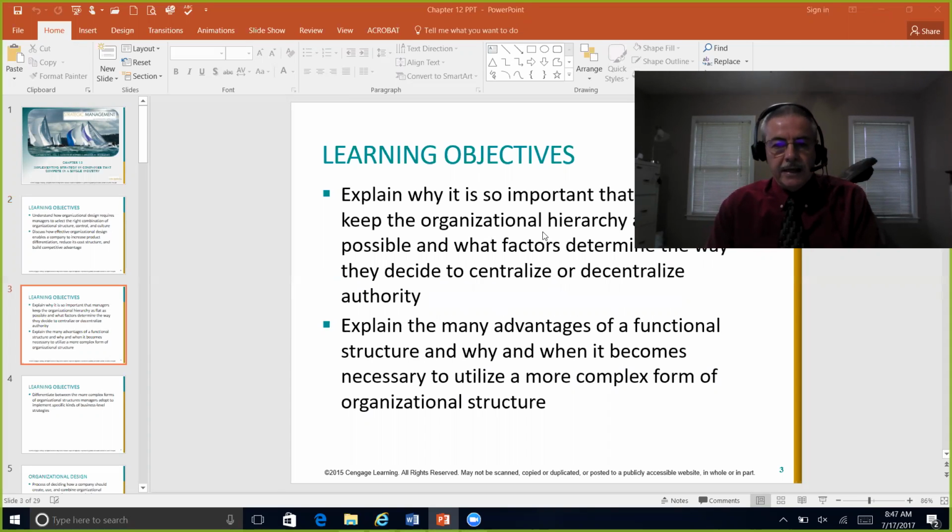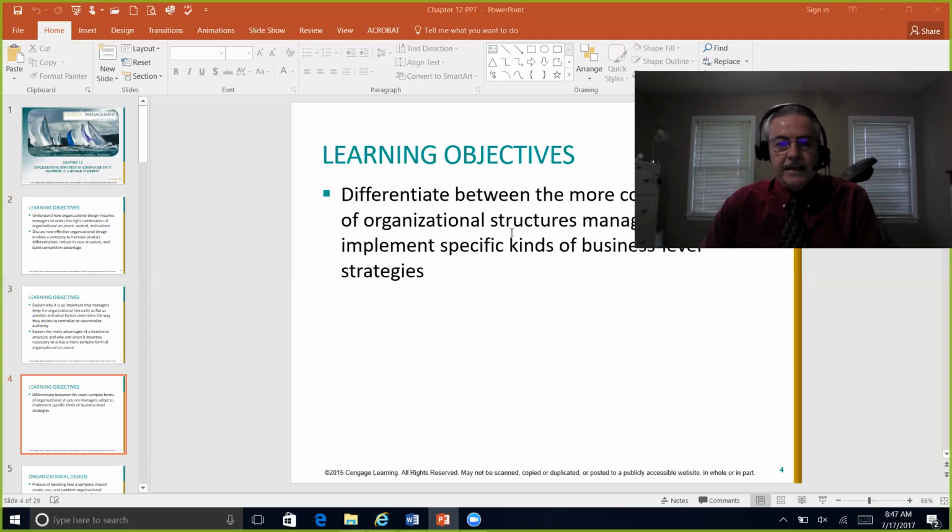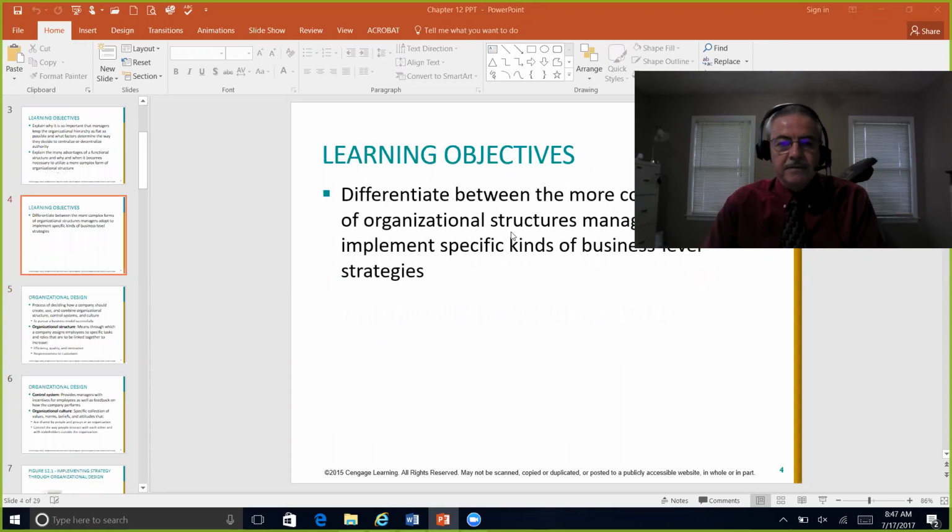Also, we want to look at why managers, we talked about that already, keep the hierarchy as flat as we possibly can. What are some of the advantages of the functional structure, and talk about differentiating between the more complex forms of organization structure and what a company can and should be doing.